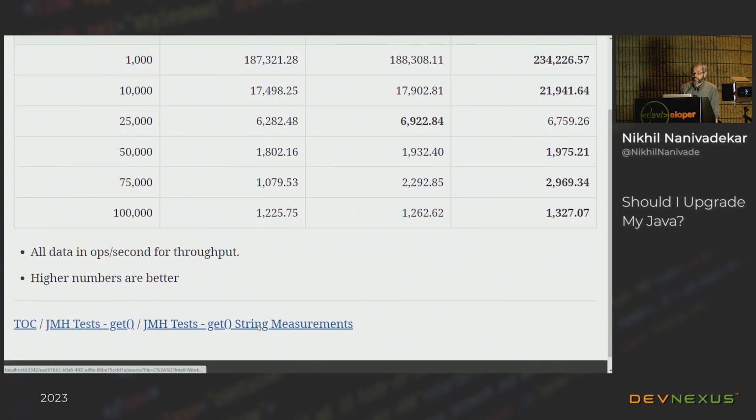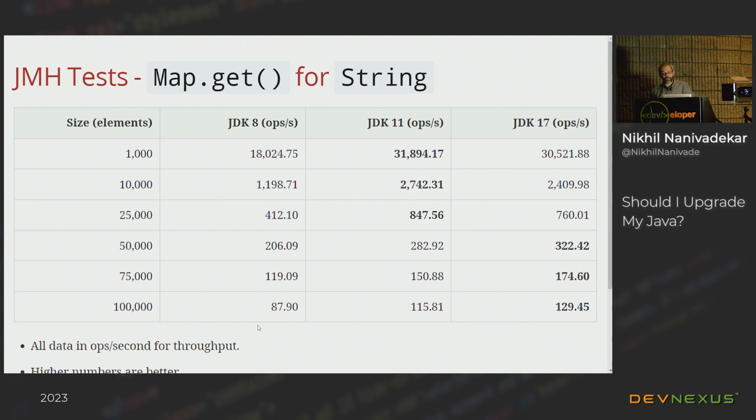For the JMH tests, Map.get for String showed the exact same pattern that we saw in Map.put for String, where from 1,000 to 25,000, JDK 11 was performing slightly better, ever so slightly compared to 17. And if you really look at all the changes that have gone into String itself between 11 and 17, they're not that radical. And again, when I dove deep to figure out what exactly was going on, it confirmed my hypothesis that it was something wrong with the actual test setup itself.